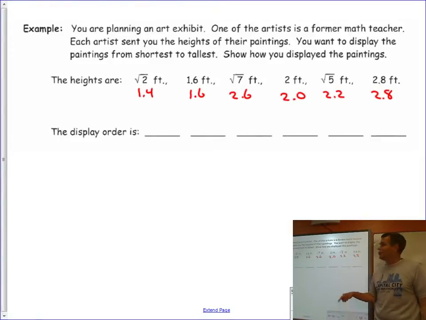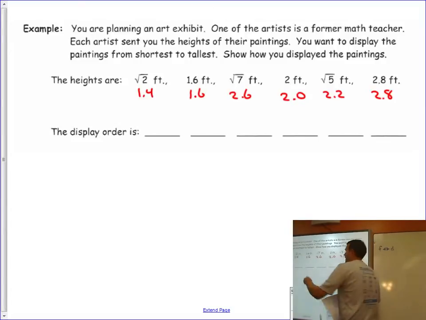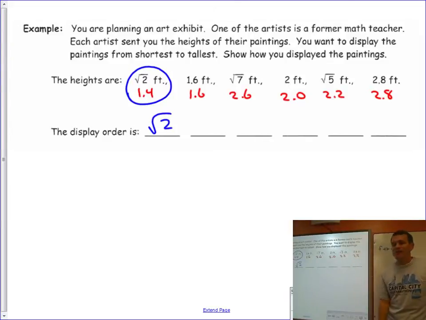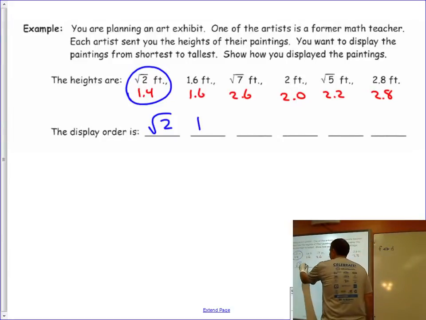I typed in the square root of 2 and I cut it off after 1 decimal place. With a whole number 2, I added a 0 after the decimal, so it could go 1 decimal place. I think that's pretty much it. Now I need smallest to biggest. So certainly I'm going to start with the ones that are 1 point something because they are smaller than 2 point something. And it looks like 1.4 is the smallest. So the square root of 2 is the smallest number up here. And 1.6 is next.